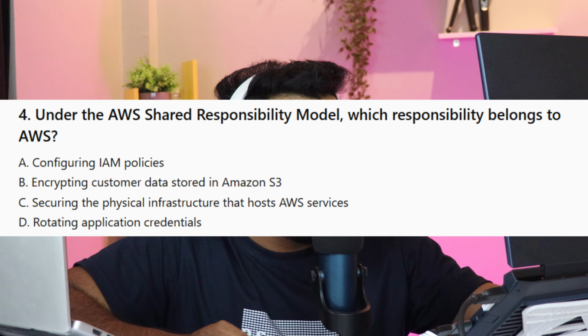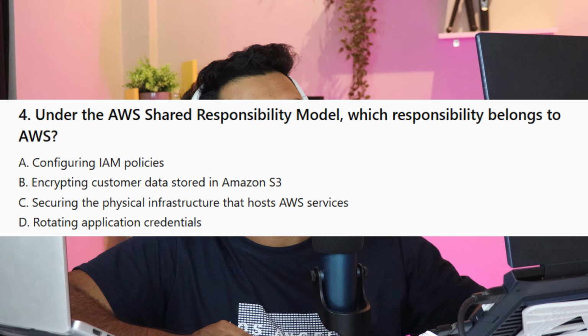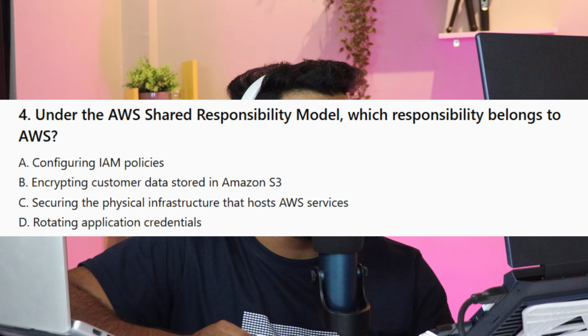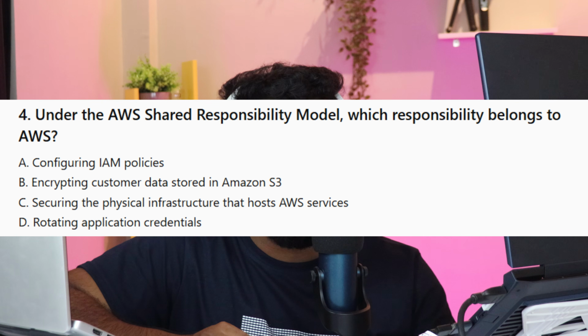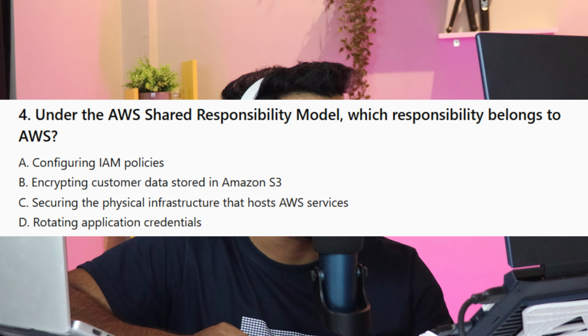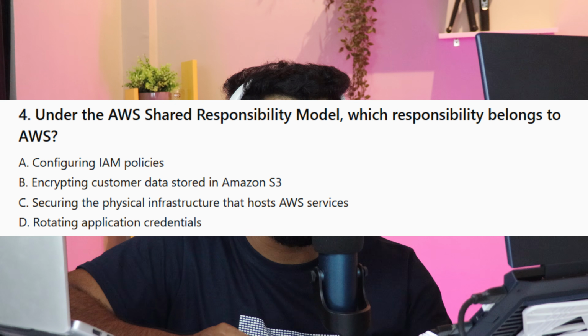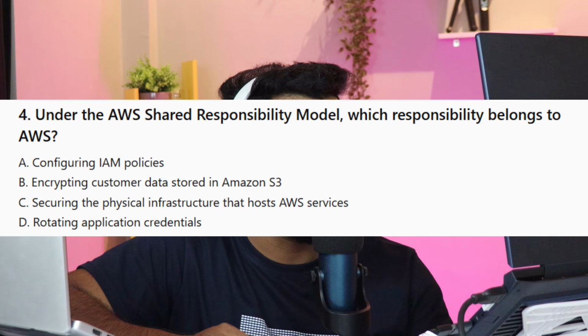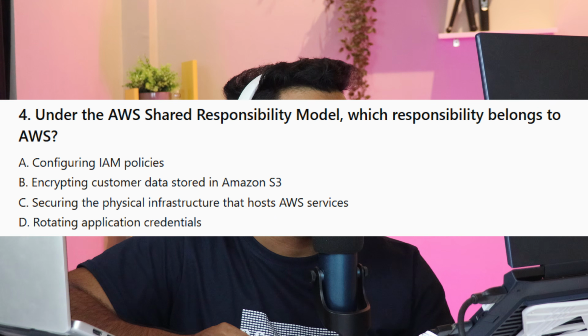Let's go for question number four. Under the AWS shared responsibility model, which responsibility belongs to AWS? Option A, configuring IAM policies. Option B, encrypting customer data stored in an Amazon S3 bucket. Option C, securing the physical infrastructure that hosts AWS services. Option D, rotating application credentials. So that's the kind of question you have to discuss first. Let's go again with the question.